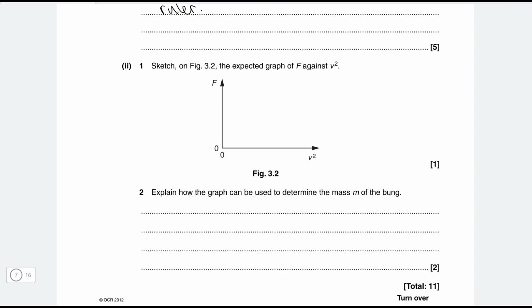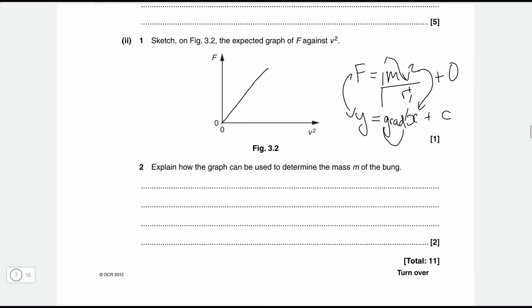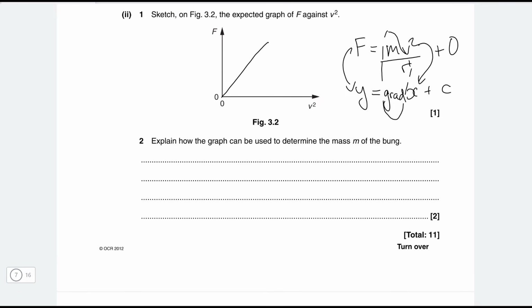Part 2, sketch on figure 3.2 the expected graph of F against v squared. Well, this should be a straight line through the origin because F is equal to mv squared over r, and if y is equal to mx plus c, we can see that the gradient, let's give the gradient a different letter, because m is already in use for the mass, I'm just going to call it grad. Our gradient will be m over r because F is on the y-axis, v squared is on the x-axis, and the intercept is 0.